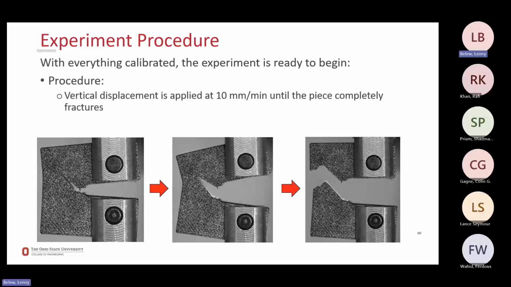The experiment procedure is fairly simple. It's just pulling the test specimen apart at the two flanges at 10 millimeters per minute in the vertical direction until it completely fractures.